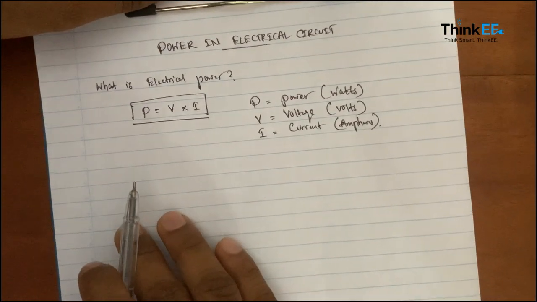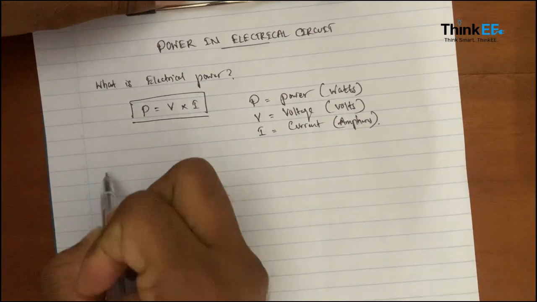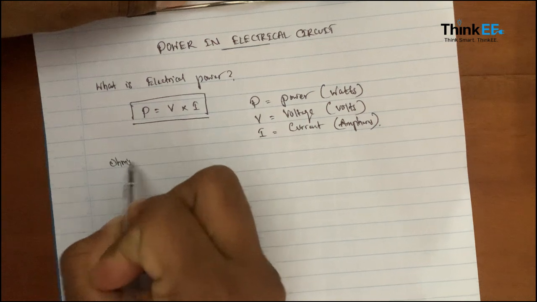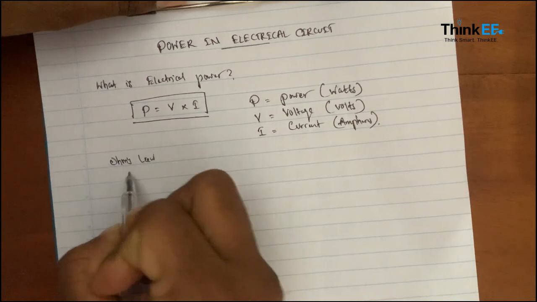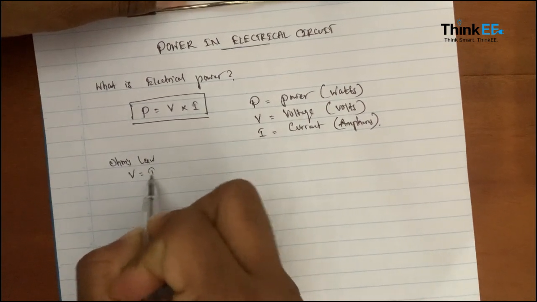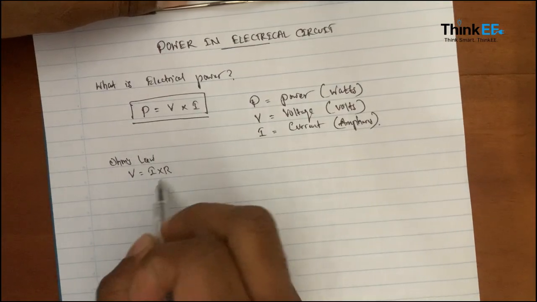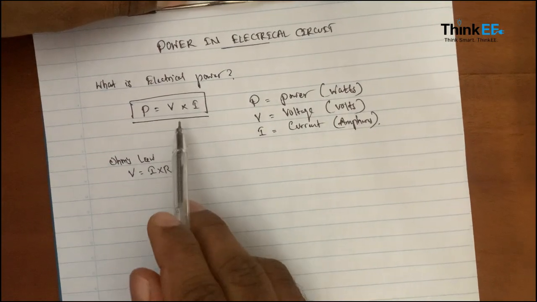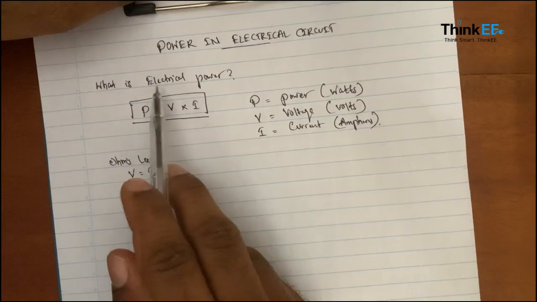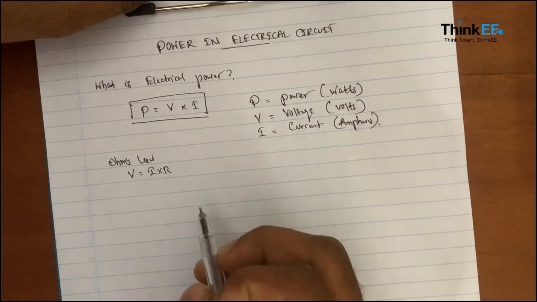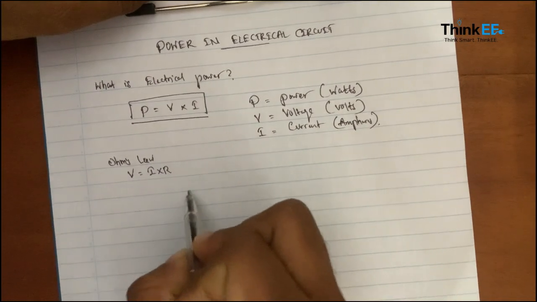From previous lessons you have learned what is Ohm's law. Ohm's law is V equal I into R. By using this Ohm's law, we can generate another two equations to calculate electrical power. I'll show you what are those two equations.